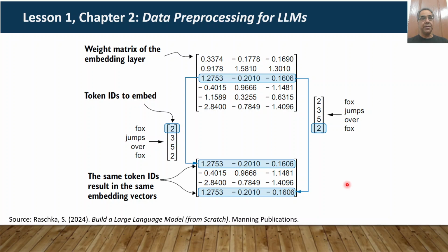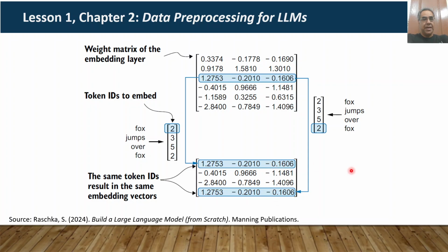The embedding layer converts a token ID into the same vector representation regardless of where it is located in the input sequence. For example, as shown in this figure, the token ID 2 related to the word fax, whether it's in the first or fourth position of the input token sequence, will result in the same embedding vector.